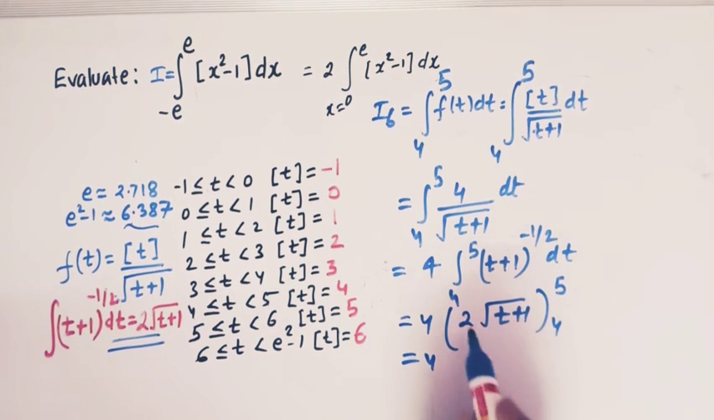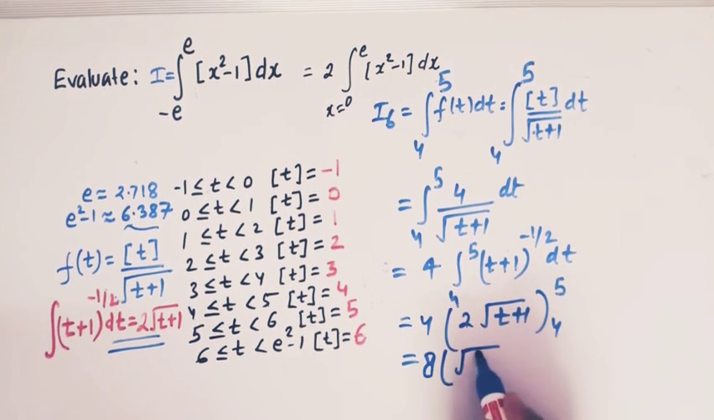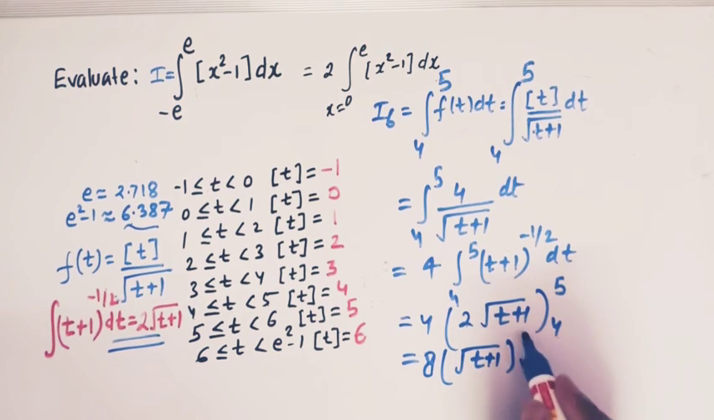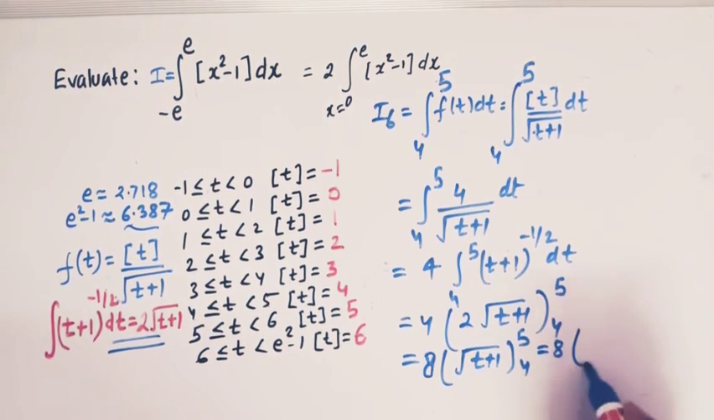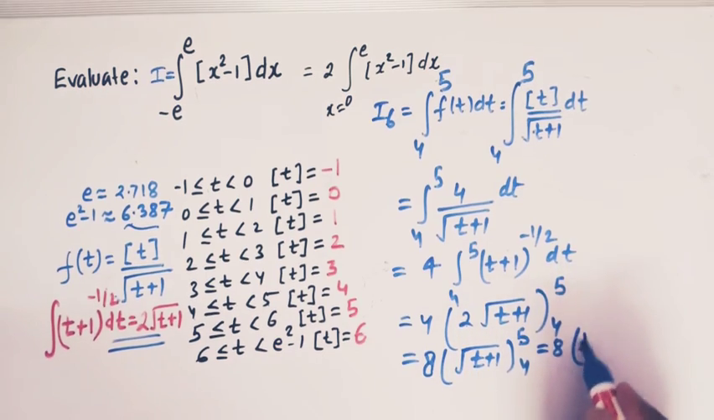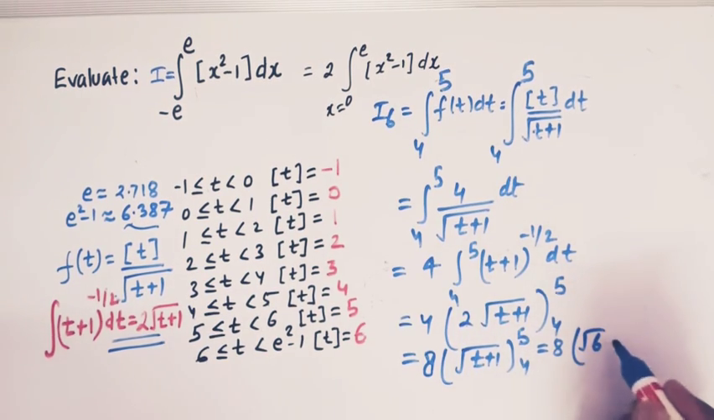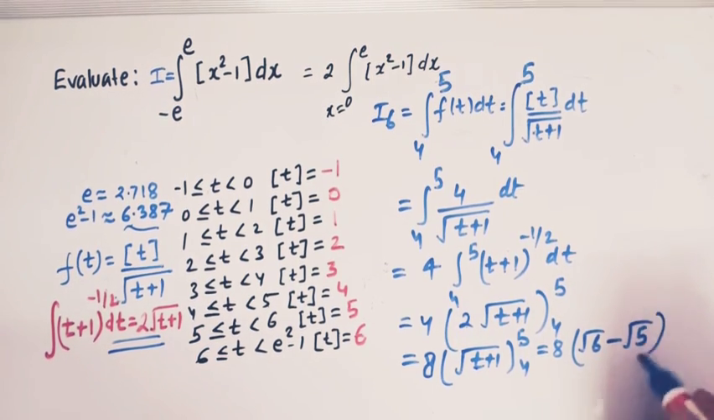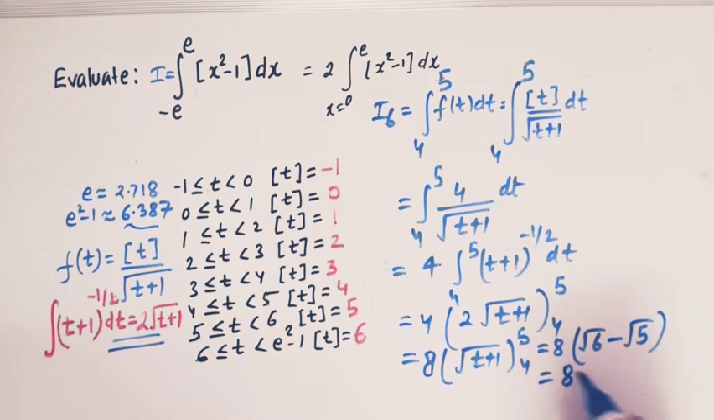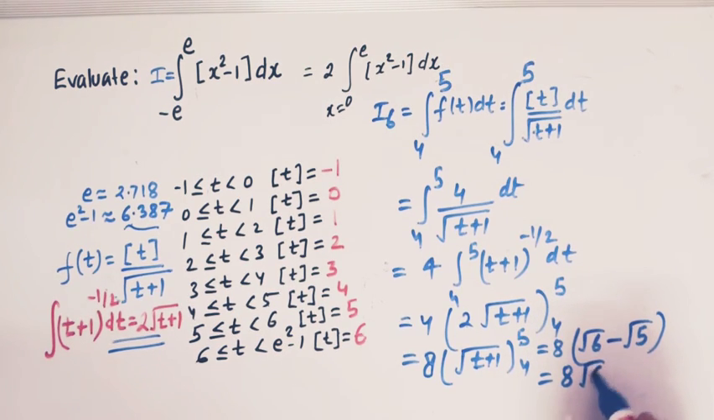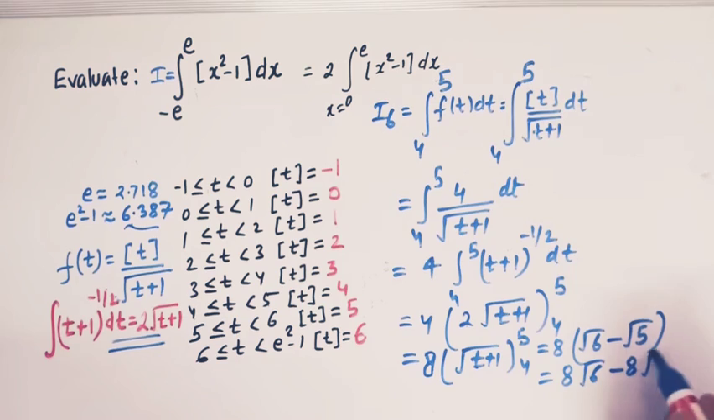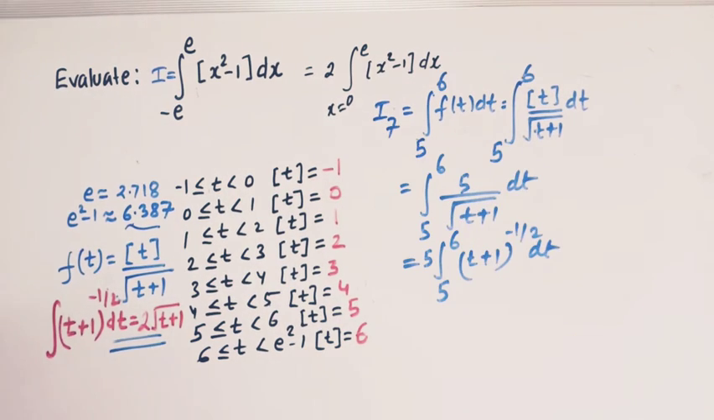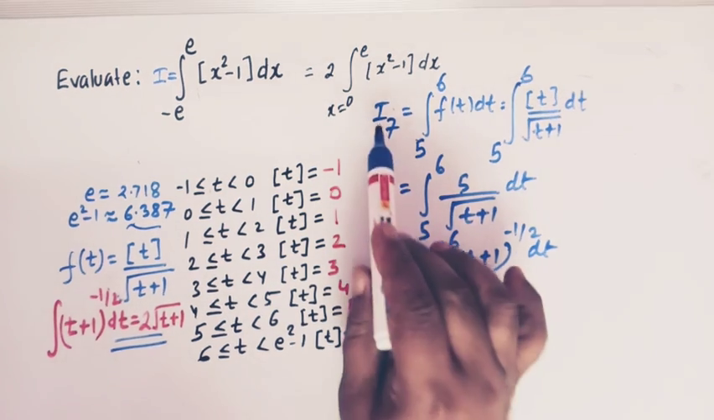and taking this 2 outside, we'll have here 8, and substituting the value of the limits here, we'll have 8 times, 5 plus 1 is 6, so here we'll have root 6, and here 4 plus 1 is 5, so here we'll have root 5, right? So now this can be written as 8 times root 6 minus 8 times square root of 5. Let us find out the value of I7.